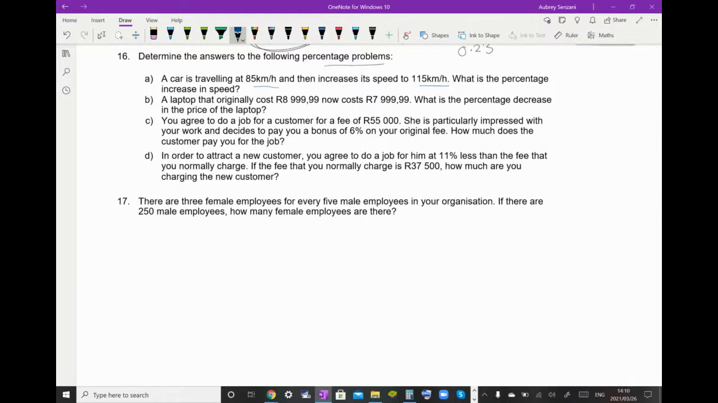Guys, how do we calculate this one? First, we need to find out the difference between the new speed and the initial speed. This was the initial speed and this is the new speed. So we say 115 minus 85, which gives us 30. Then 30 divided by 85. Remember, we want to find the percentage increase from the initial speed. What do we get? Somebody tell me.